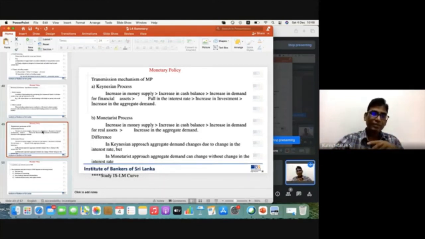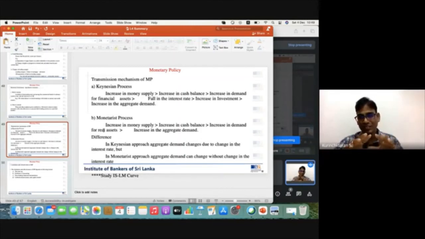So the two differ in that ultimately you increase aggregate demand anyway, but the process is different. One is you increase demand for financial assets and interest rates fall, while the other goes straight to real assets.